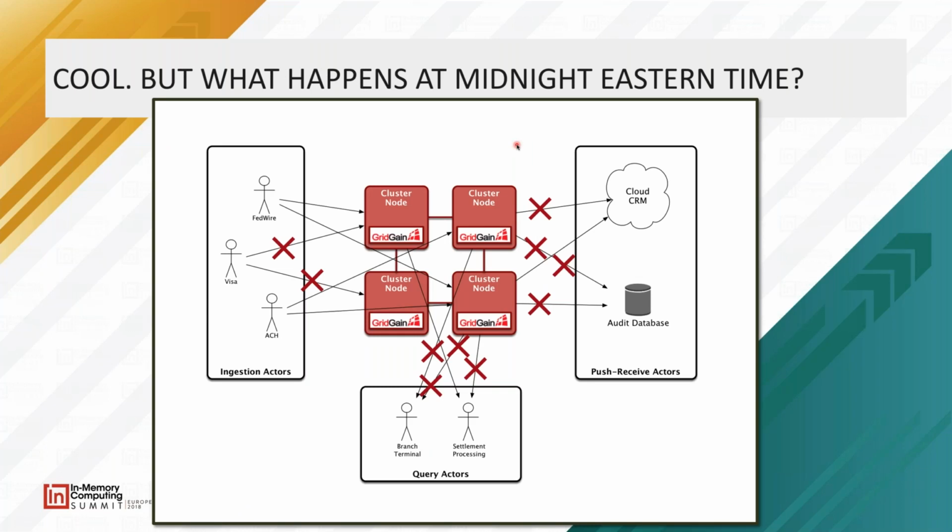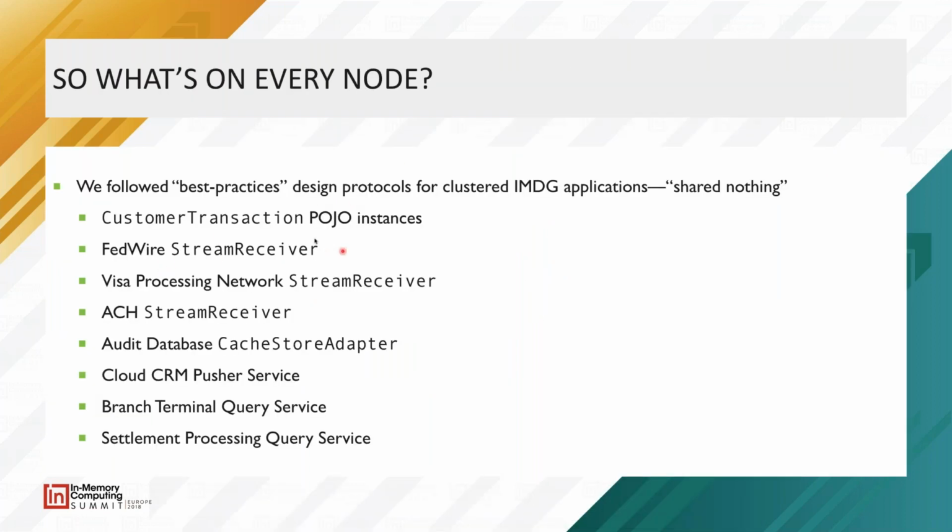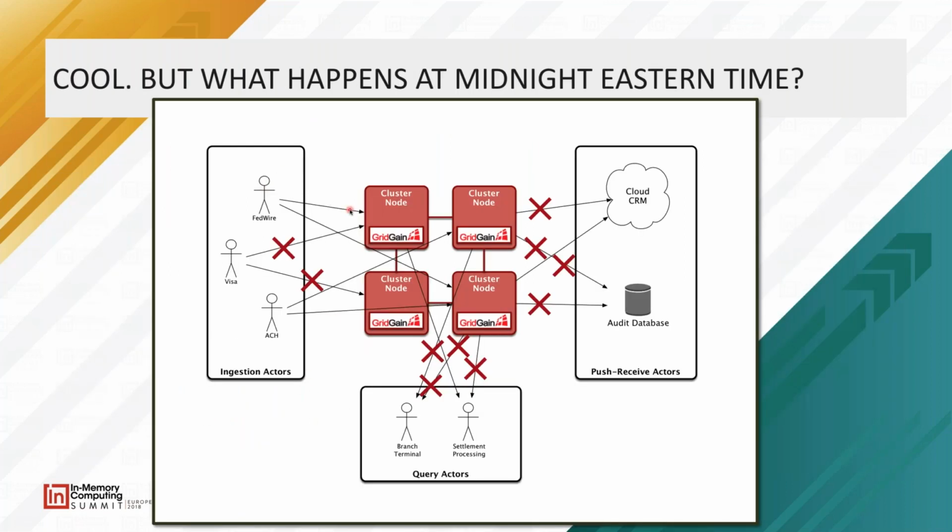Which is amazing, but what happens at midnight Eastern time? At midnight Eastern time, that is generally when FedWire and ACH notifications are broadcast between banks. So at that point, these cluster nodes, because they do everything, they have the stream receivers on them, but they also store data, and they also allow batch terminal queries. They can become so saturated performing FedWire and ACH ETL operations, parsing that XML or text, because they're just being slammed, that all of the other pathways, the queries for settlement processing, pushing to the cloud CRM, etc., all of those other pathways experience resource starvation. There simply aren't enough threads to do the work.